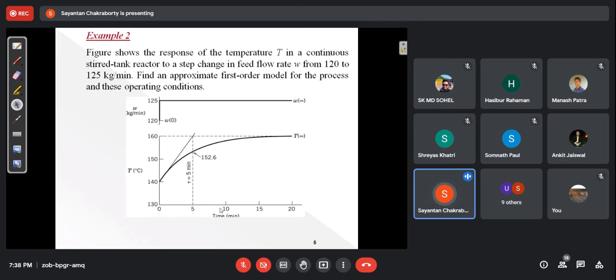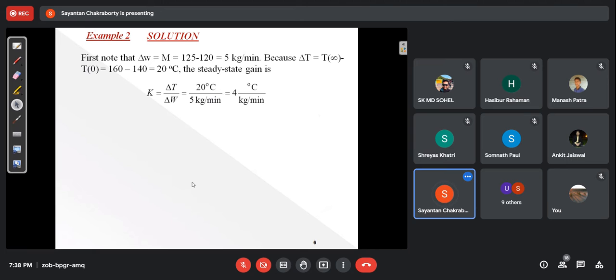I have given an example over here where there is a continuous stirred tank reactor and the feed flow rate is increased from 120 to 125. The corresponding increase in temperature is given by this. The temperature changes from 140 to 160, and the 63.2% point will be 152.6. We have drawn a tangent to this point, and it reached the 160 point at 5 minutes. So the time constant will be 5 minutes. Is it consistent? Let us see.